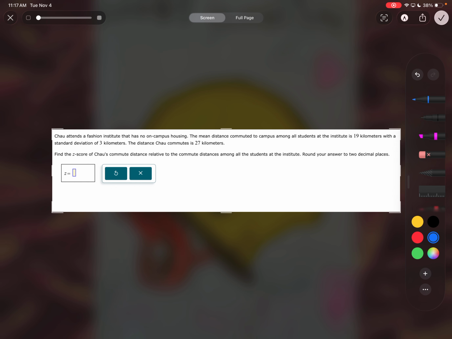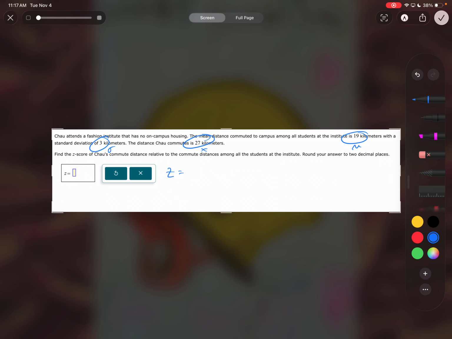Chow attends a fashion institute that has no on-campus housing. The mean distance commuted to campus among all students is 19. That's my mean, with a standard deviation of 3. There's my standard deviation. The distance Chow commutes is 27. This is going to be my x. That's the value that I'm looking at.